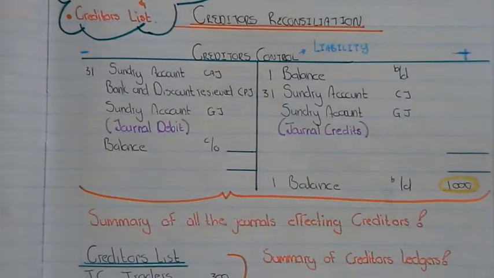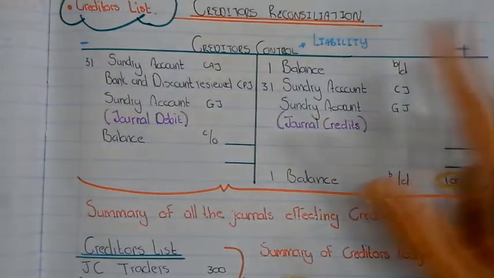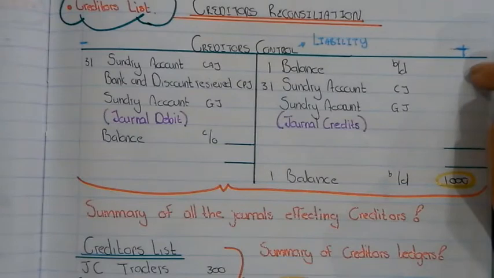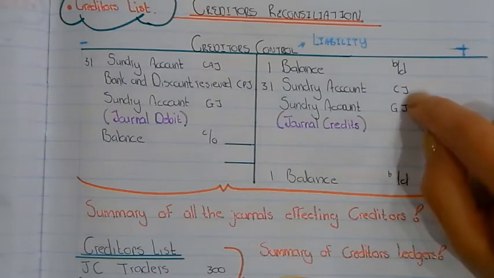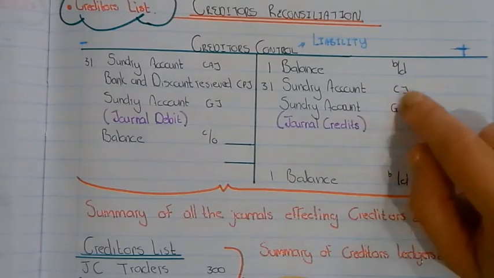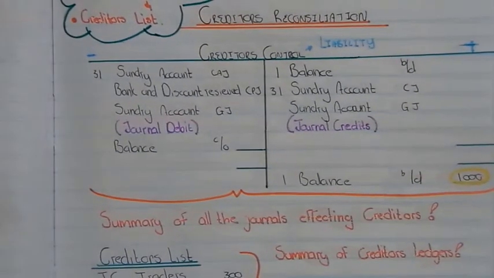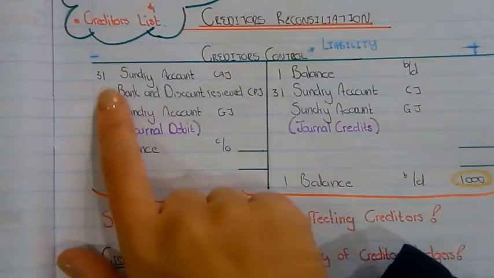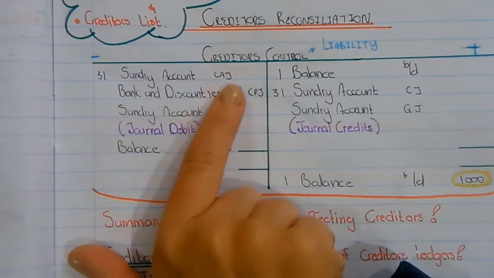Remember, my creditors control account is a liability, which means it will increase on my credit side and decrease on my debit side. Therefore, my balance will be on my credit side. When I buy something on credit, my control account will increase on my credit side. Sundry accounts, creditors journal. When there's something wrong with the merchandise, I can return it via a debit note. This will also be recorded as sundry accounts, creditors allowance journal.